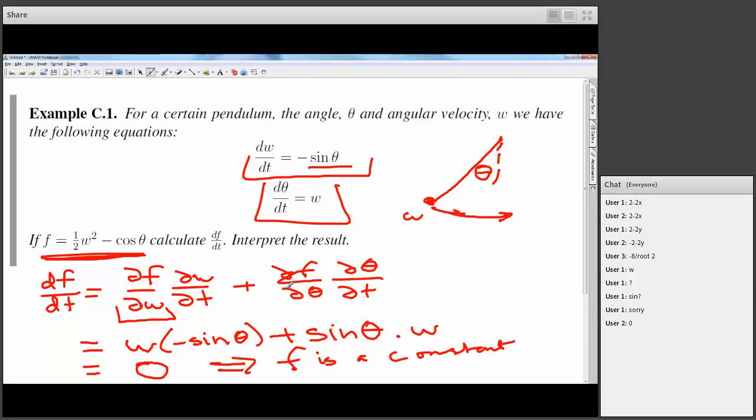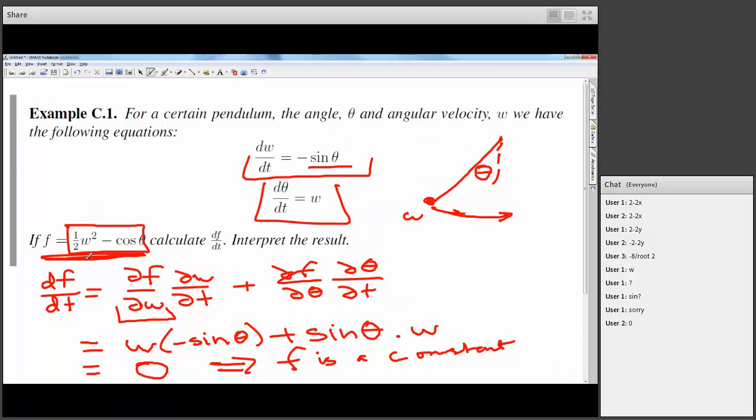That's the great thing. So that's the key thing. So this expression here, half the angular velocity squared minus cos theta, is a constant for this pendulum. So you can do various things. cos theta here is between -1 and 1, for example. That's equal to a constant.